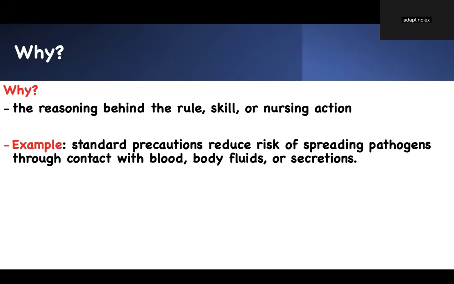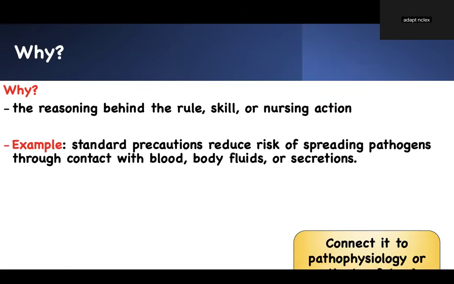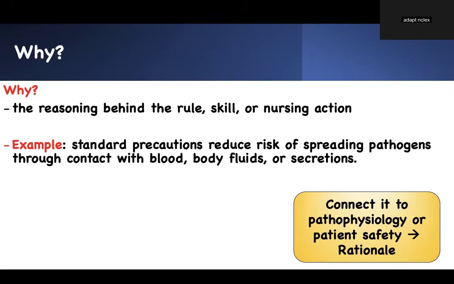Example, in standard precaution, the reason why we ensure standard precaution is to reduce the risk of pathogen spreading. You don't want to touch the blood, the body fluid, the secretion, whatever, and carry it to another patient. So you ensure standard precaution based on what you're doing. There is a rule, and that is the why, the reasoning behind what you're doing. Connect it to the pathophysiology or the patient safety issue you're talking about. You have to do the connection.